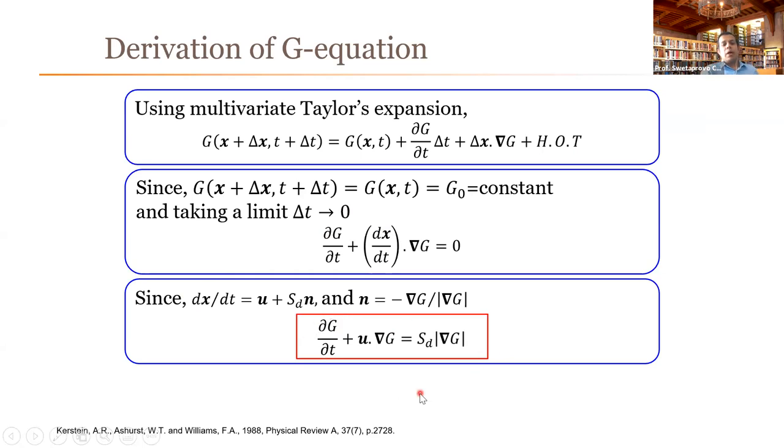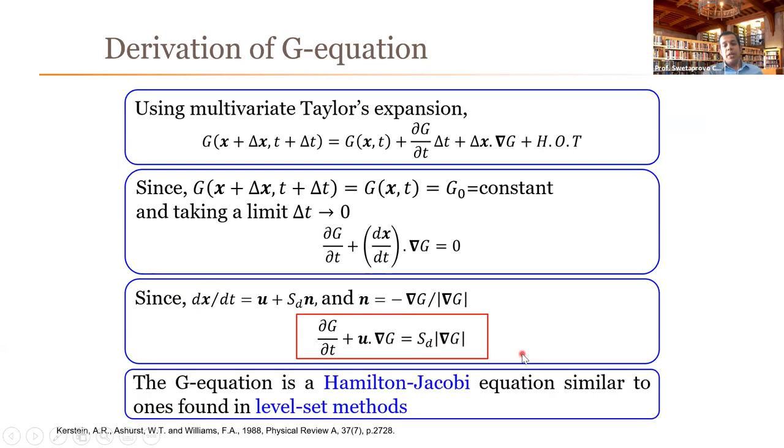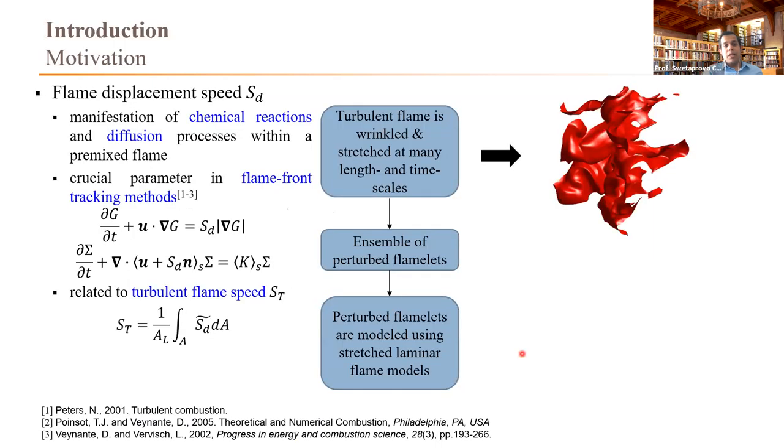Okay, so this is the equation. You can clearly see that for this kind of G equation modeling, you need to know the local flame displacement speed. You need the information of flame displacement speed for both the G equation modeling as well as the flame surface density type modeling. And of course, out of fundamental interest, the local flame displacement speed is a manifestation of the reactions and diffusion processes that occur in a premixed flame. So you want to know about that.